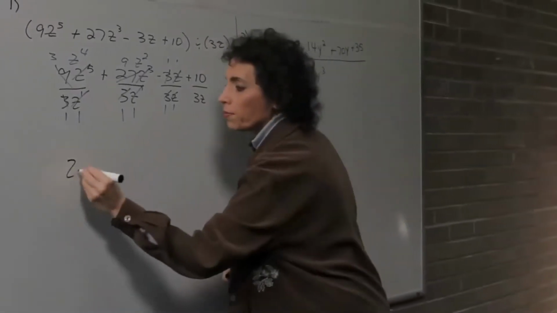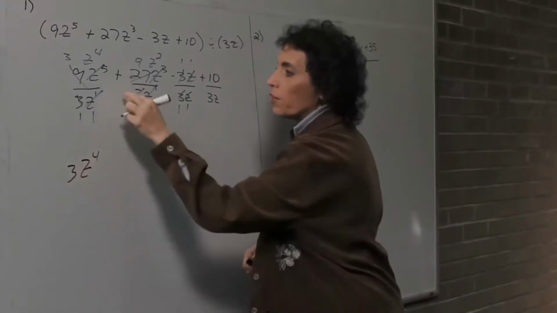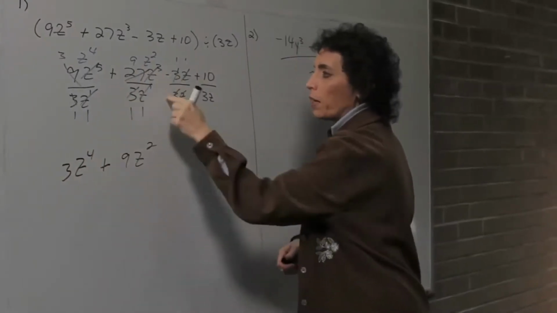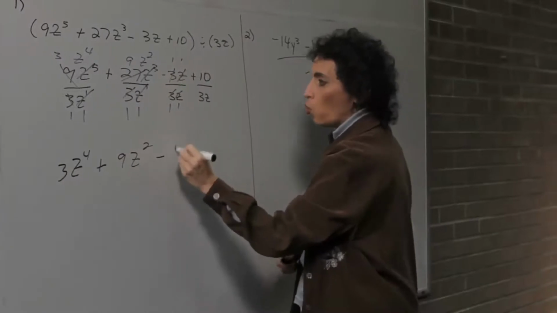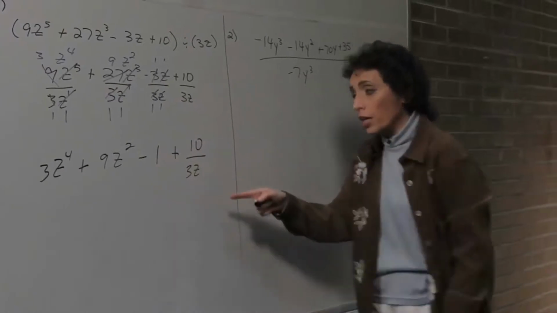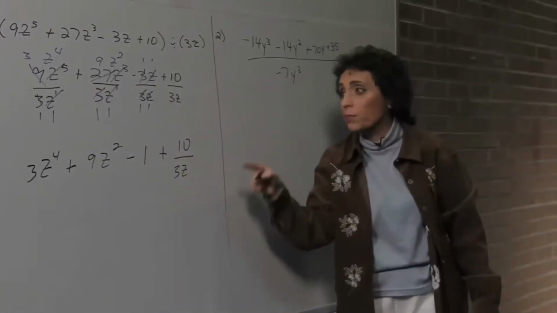3z to the 4th. A positive divided by a positive is a positive. 9z squared. Negative divided by a positive is a negative. 1 plus 10 over 3z. Done. That problem is done. Looks kind of ugly, but it's done.